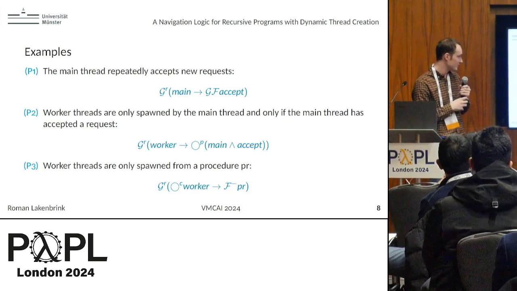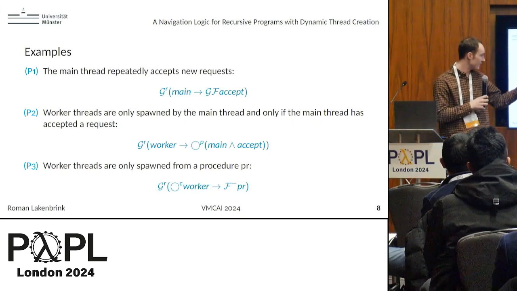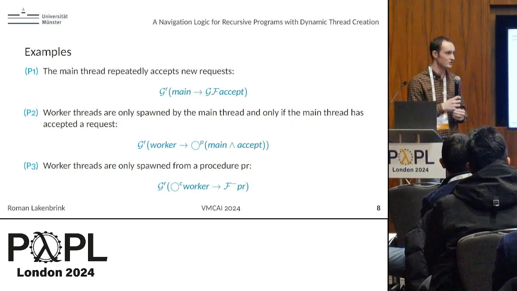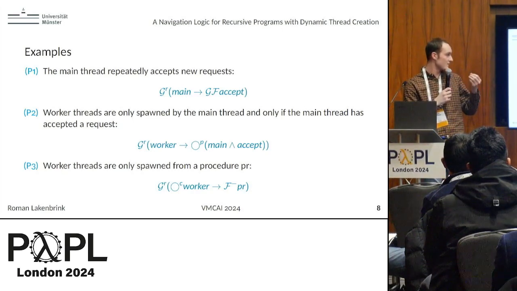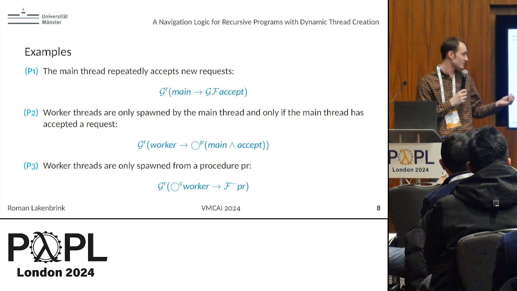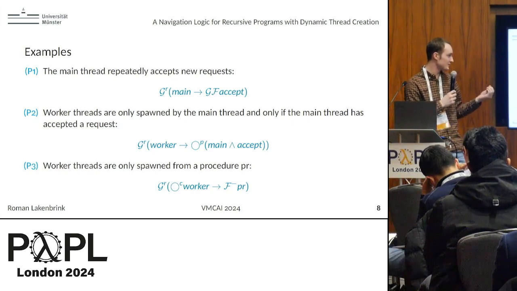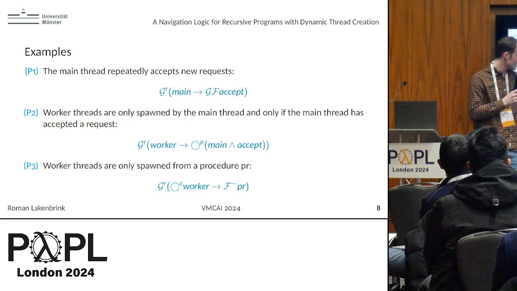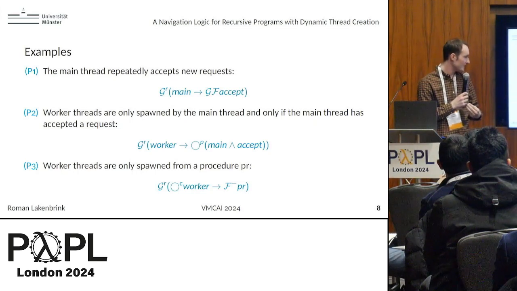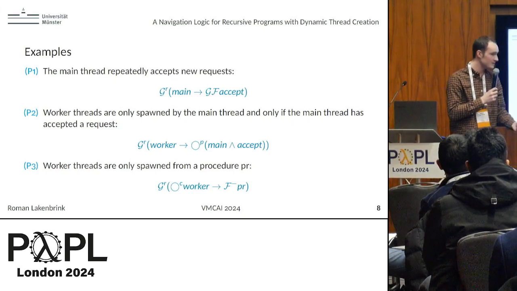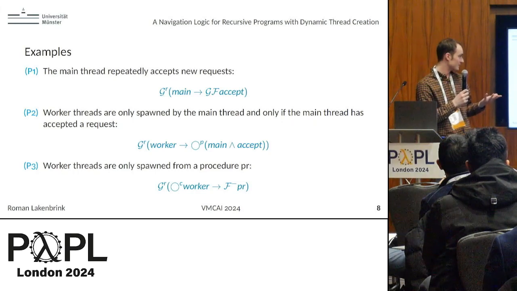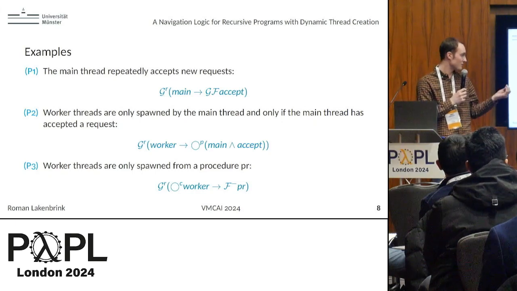And for the second property, we can express similarly that if we are in the worker thread, then some other condition holds. And so what we want to say now is that at the position where this worker thread was spawned, something holds, namely that at this position, we are in the main thread and we have accepted a request. And well, fortunately, we have a next operator to express exactly that. So the successor type that is used here is one of our new successor types that just moves from a given node to the position where the current thread was spawned.